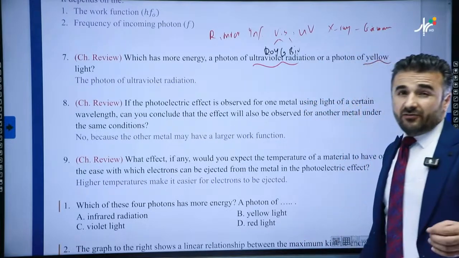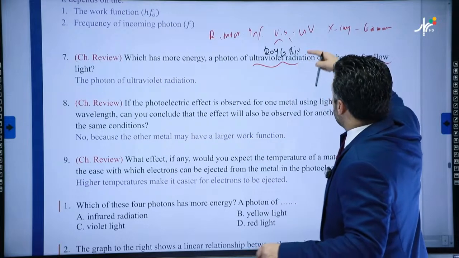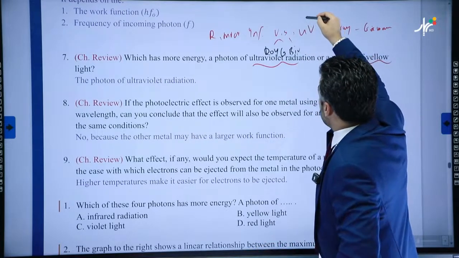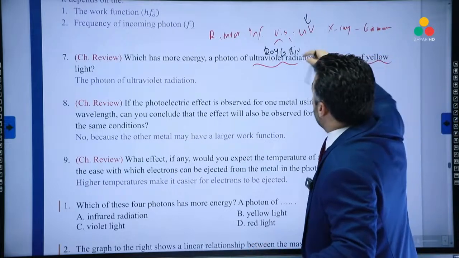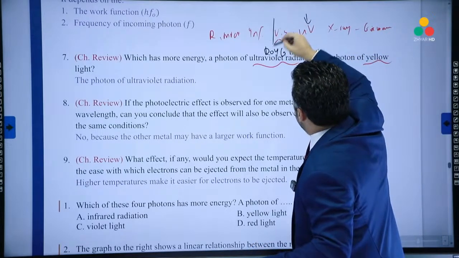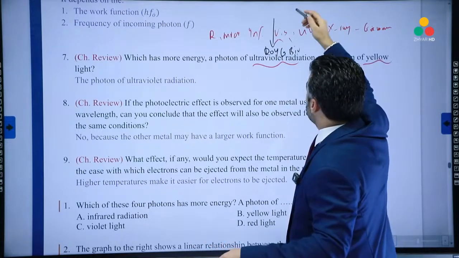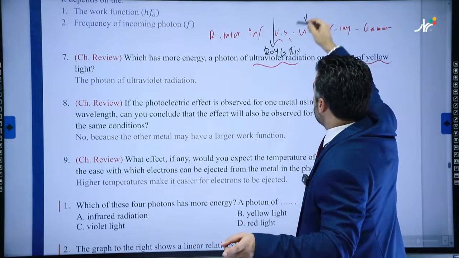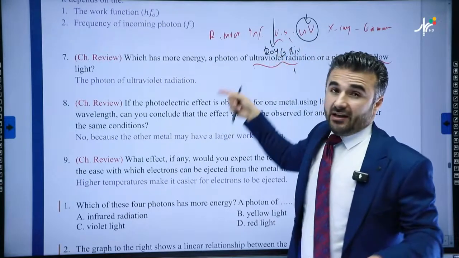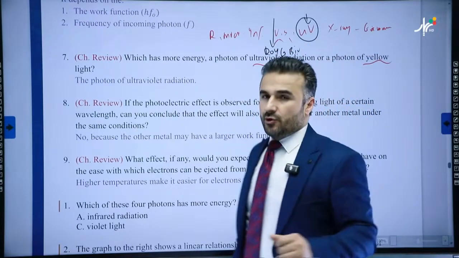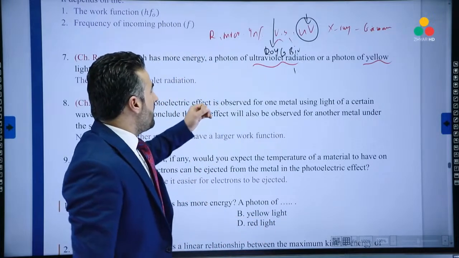So what are the wavelengths or the frequencies that we have? It says a photon of ultraviolet radiation. Photon of ultraviolet radiation is right here. What about the other photon here? It is a yellow light, yeah? So here's yellow light, you can see, yeah? So of course, as we go from radio to gamma ray, the frequency increases. So can I say the frequency of ultraviolet radiation is higher than the frequency of yellow light? If your answer is yes, then of course, congratulations, you're correct. Well done, okay?